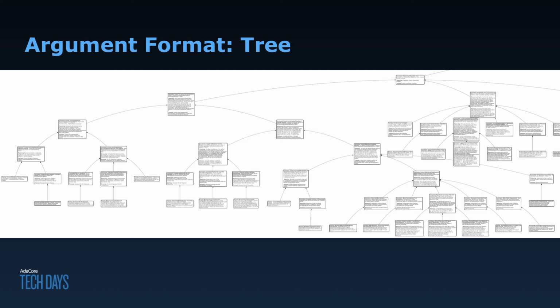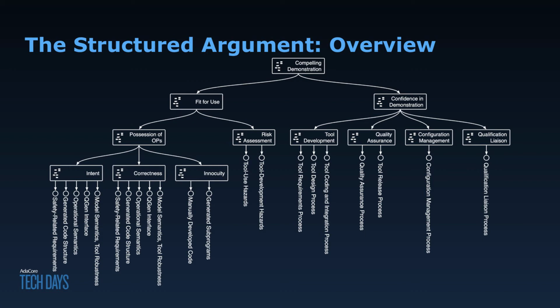We can also format the argument like a tree. And I really like this tree-like notation because in this way, you can look at sibling relationships in the argument, you can look at cousin relationships in the argument, and begin to understand better how the overall pieces of the argument work together. So how are we using this in QGen?